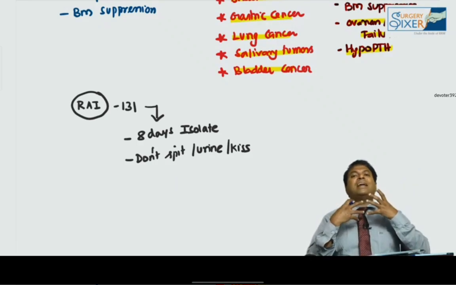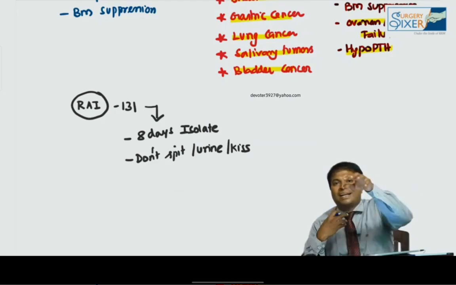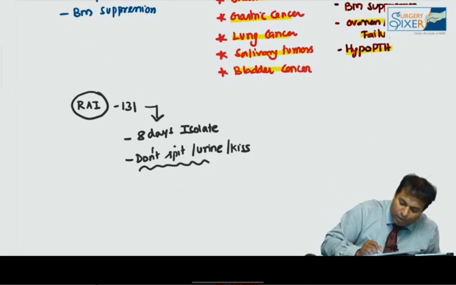Otherwise, what will happen? They have radioactive iodine 131 in them. If you go and kiss them, the radioactive iodine 131 will attack your thyroid gland, and you will go for hypothyroidism. Please remember this. So don't spit, don't pass urine, don't kiss them. Isolate them for 8 days.